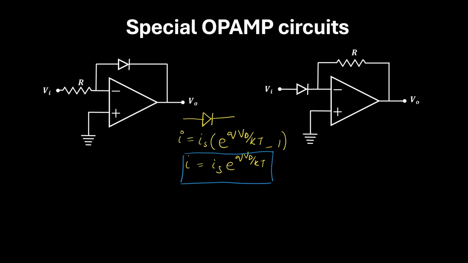Now let us come back to the circuit on the left hand side. So we can use the golden rule, which we have learned in the first video. So this one will be 0 volt, this one will be 0 volt.